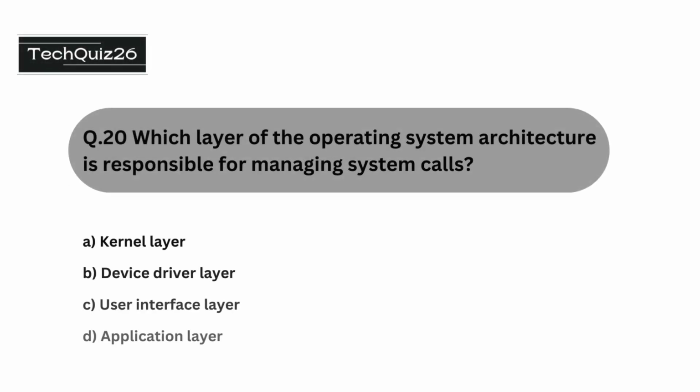Question number 20 is, which layer of the operating system architecture is responsible for managing system calls? The options are kernel layer, device driver layer, user interface layer, application layer. The correct option is kernel layer.